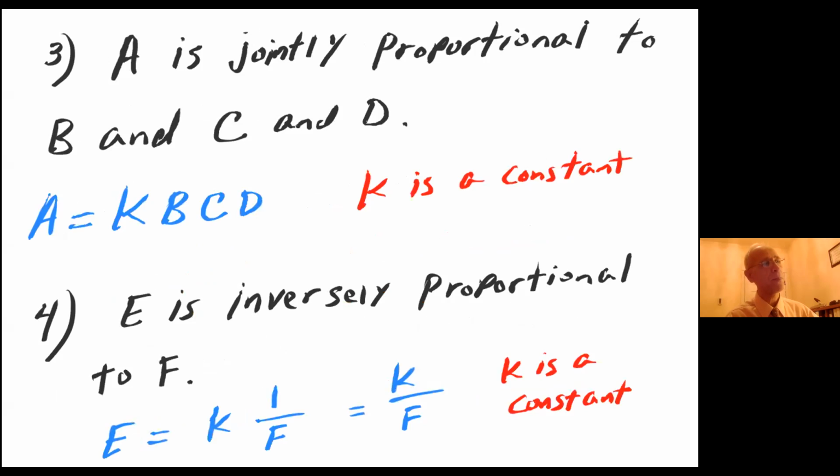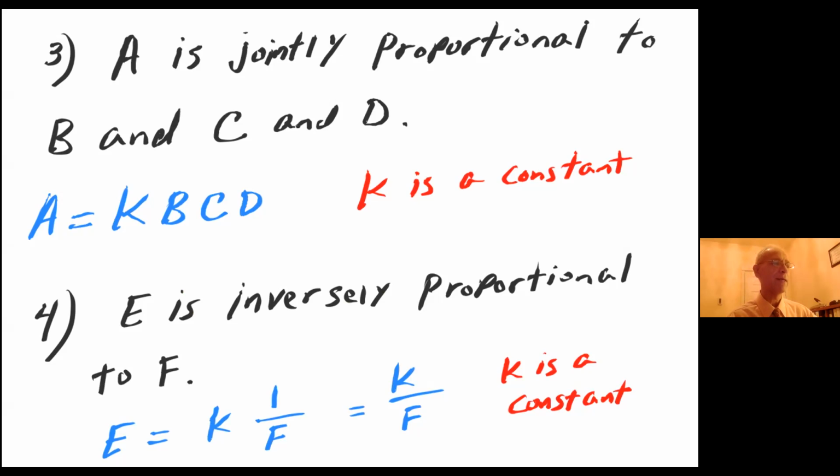Number 3, A is jointly proportional to B, C, and D. Okay, so A equals K times B and C and D. I shouldn't say and, I should say K times B times C times D, because and in math means addition. So K times B times C times D, with the understanding that K is a constant.